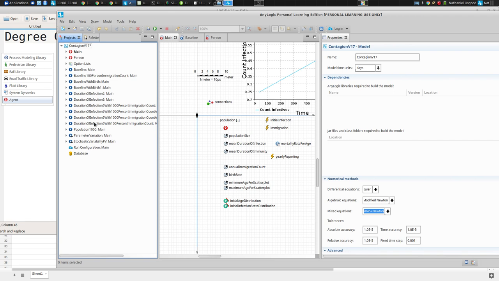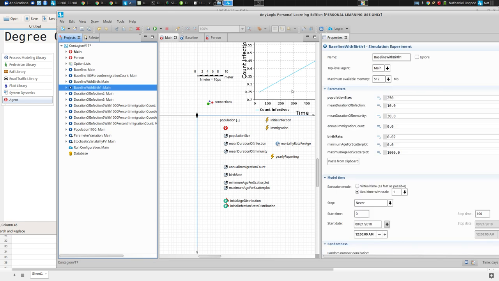Next, I would like you to go to that new scenario, which is called baseline with birth one. It sticks a one at the end. And I'm going to say scatter plot 50 to 60. How's that? It's a little bit contrived, but it's not too bad.